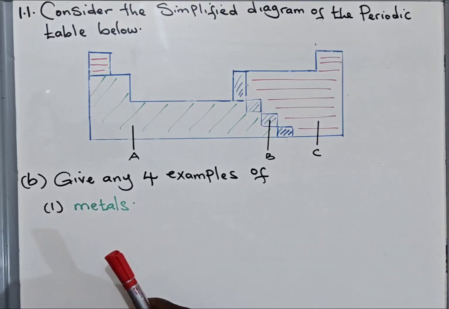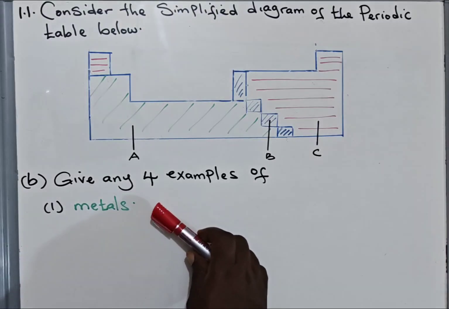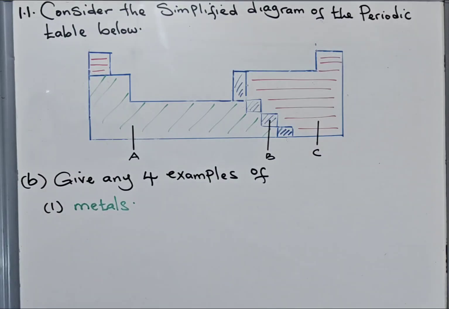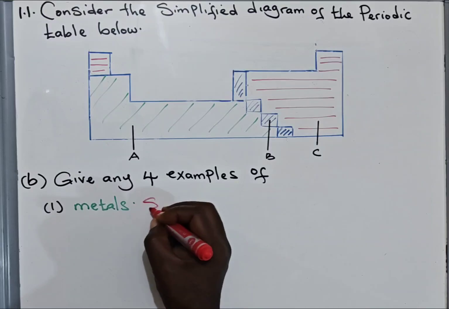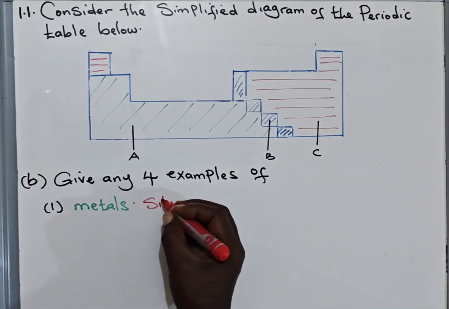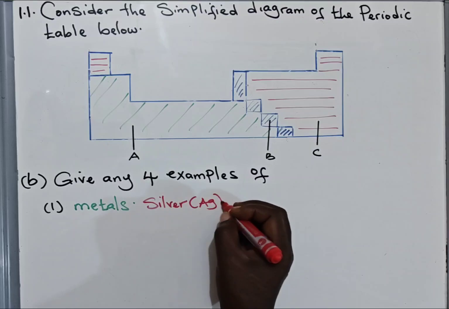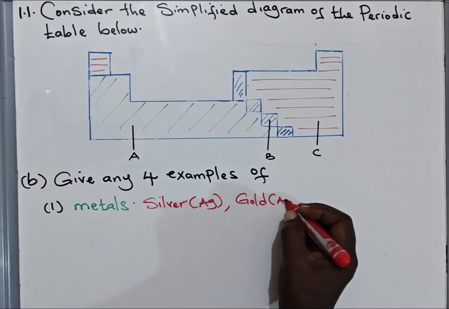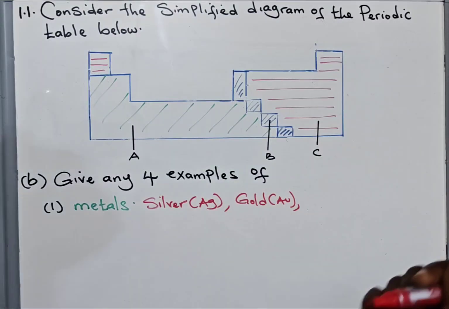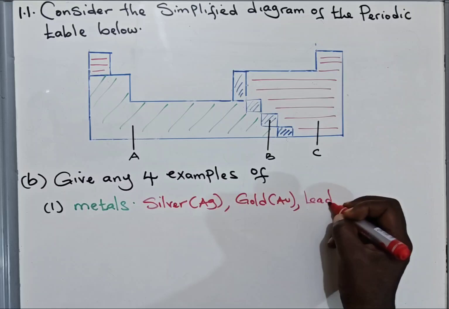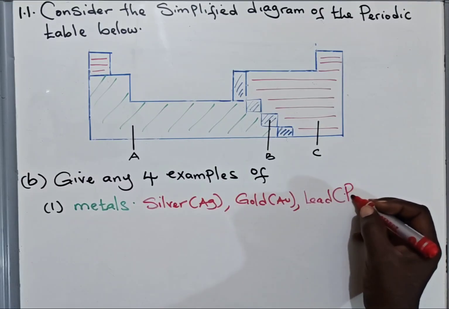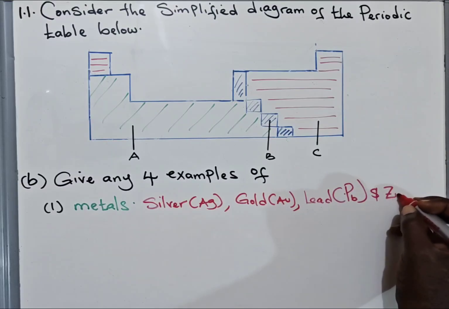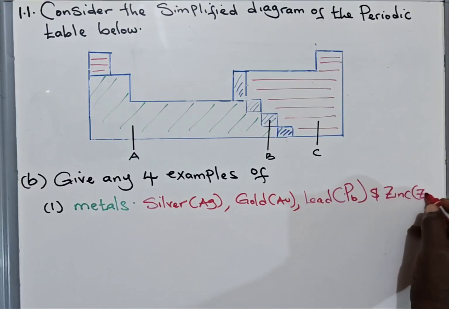Then we come to this one. It says give any 4 examples of metals. What are examples of metals? We have silver, which is Ag. We have gold, which is Au. Lead, which is Pb. And zinc, which is Zn.